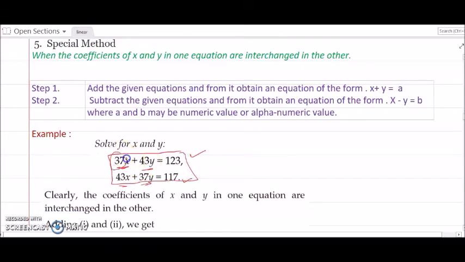Here 37 is the coefficient of x. In the second equation this 37 is the coefficient of y. Here in the second equation the coefficient of x is 43, and in the first equation the coefficient of y is 43. Now whenever you see that the coefficients of x and y in one equation are interchanged in the other, we have to apply this special method.